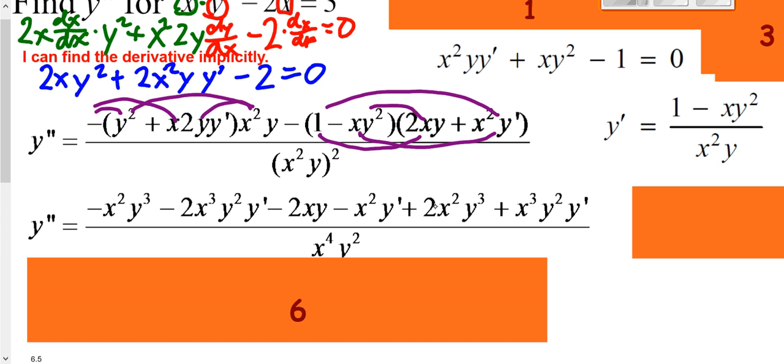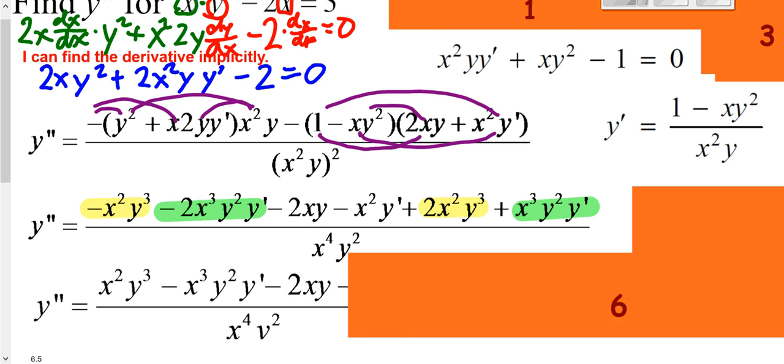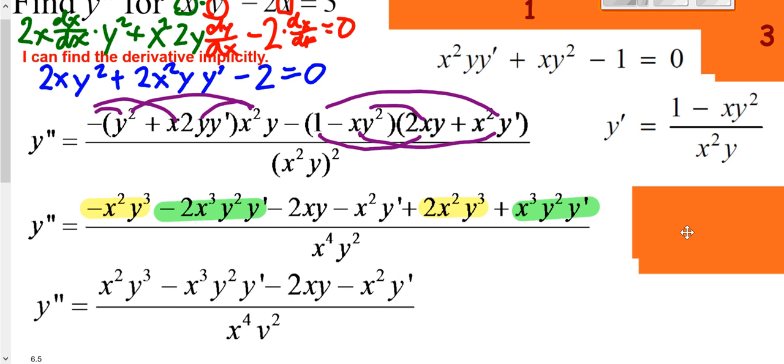Here, x squared y cubed. And then you'd say, do we have any other y terms? And you'd say, hoo-yah. Here we have an x cubed y squared y prime, x cubed y squared y prime. So we could combine those together along with these two that don't have like terms. And we would get this.